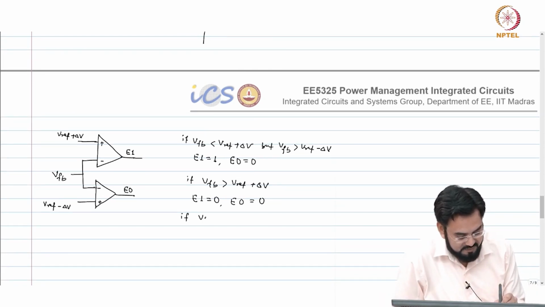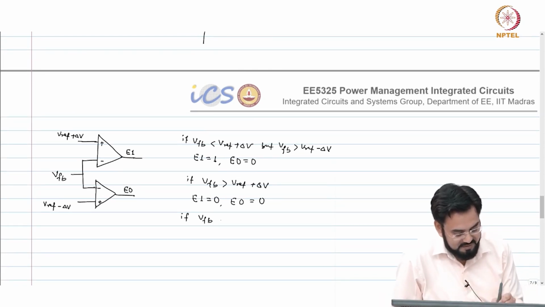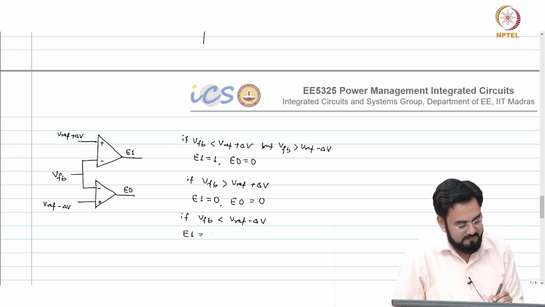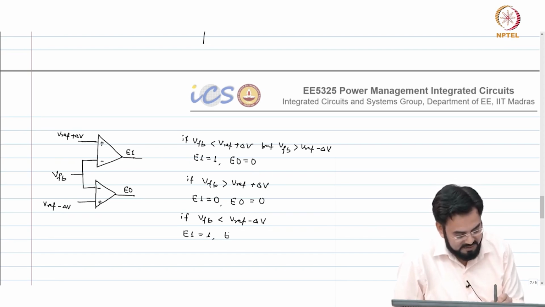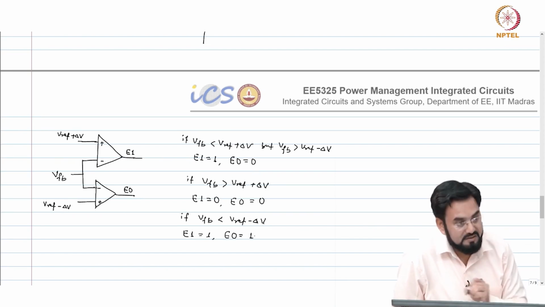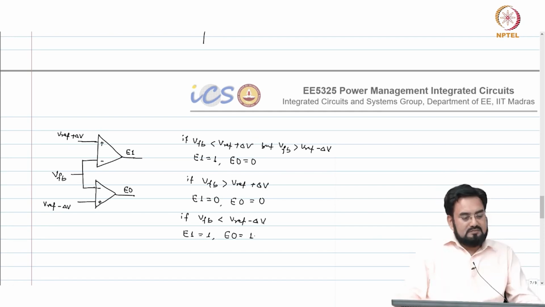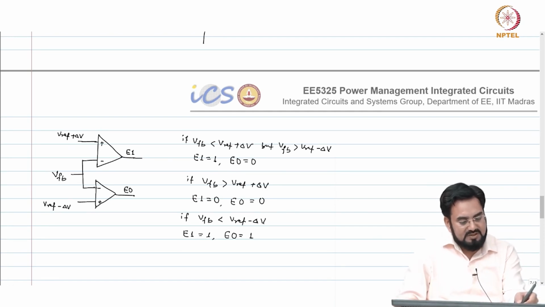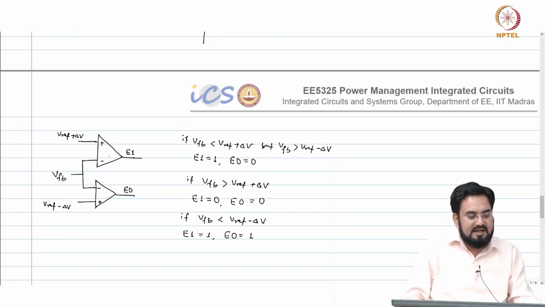If VFB is less than Vref minus delta V, then what would happen? E1 equal to 1 and E0 equal to 1. This is less than this, so plus is more, so this will be 1. On both sides, the negative is less than the positive.